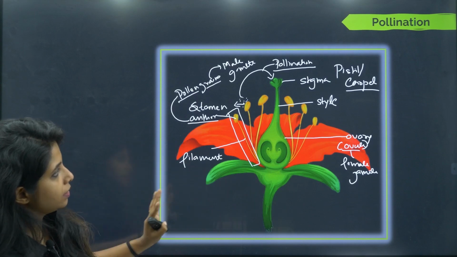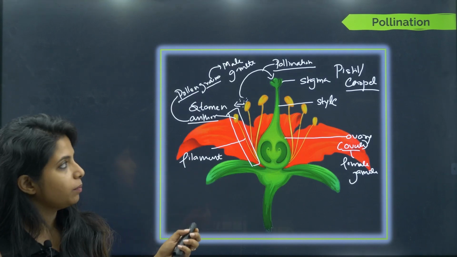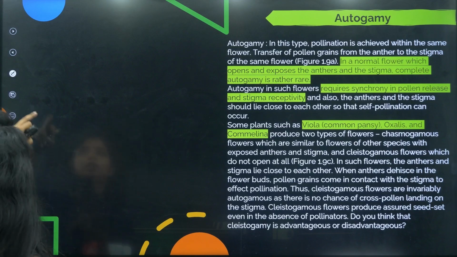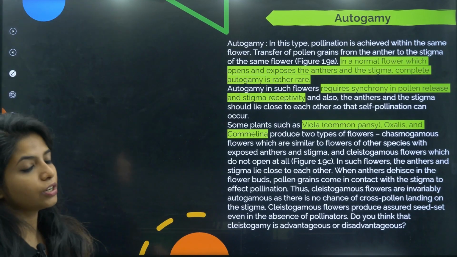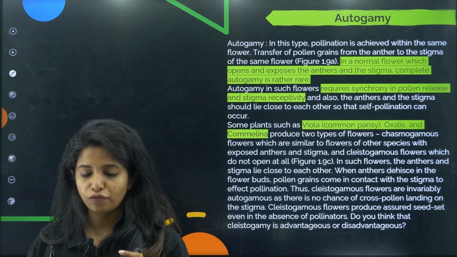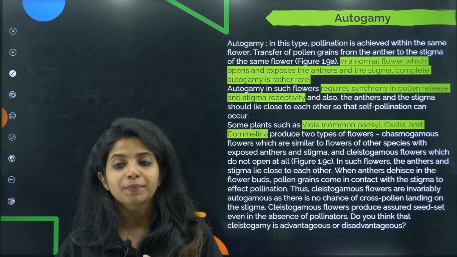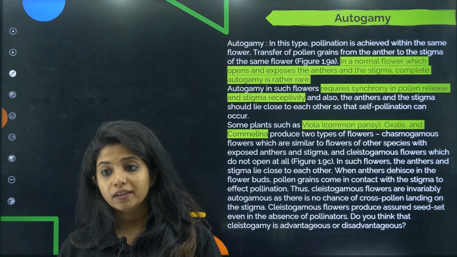So, basically this is what you mean by pollination. Going ahead, what do we have? Autogamy. In pollination, there are three different types: one is autogamy, the other is geitonogamy, and then xenogamy. So, the first thing that we are going to talk about is autogamy.